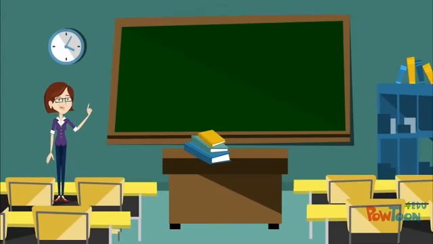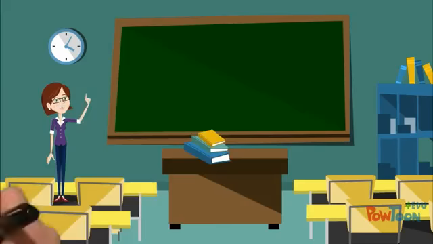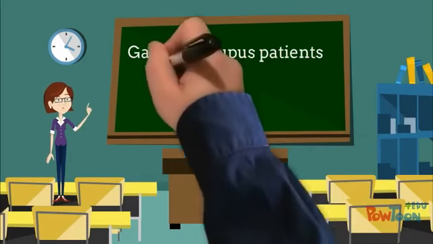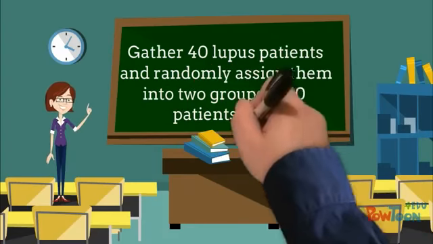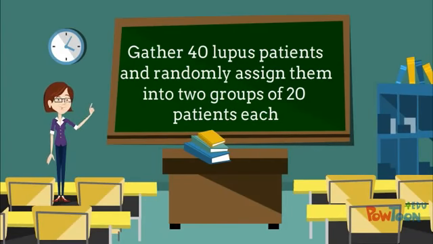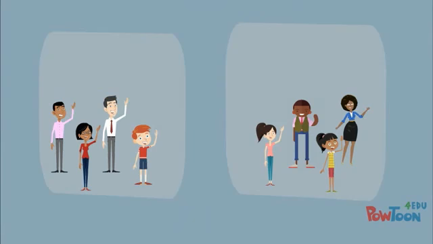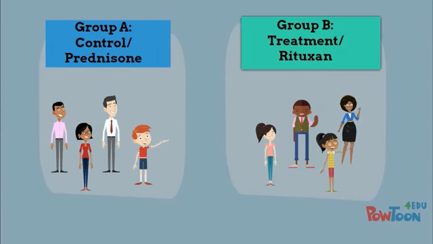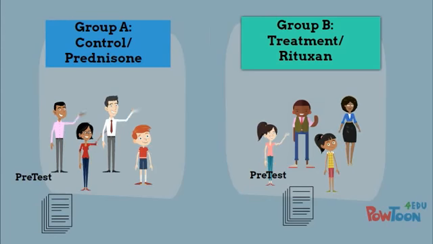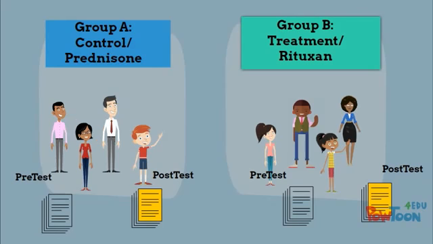In this pre-test, post-test comparison group study, we would gather 40 lupus patients and randomly assign them into 2 groups of 20 patients each. One group will receive the common treatment of prednisone, while the other will receive the new treatment of Rituxan. There will then be a pre-test before the intervention and a post-test after the intervention.